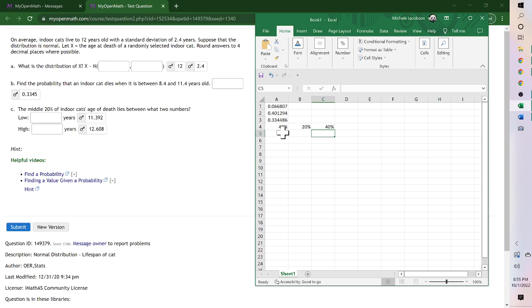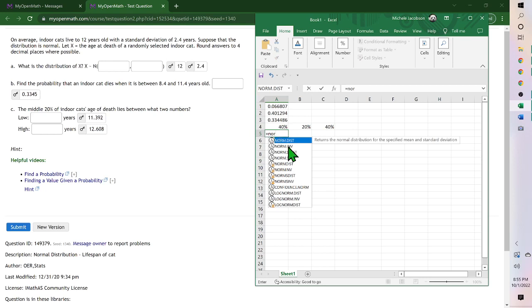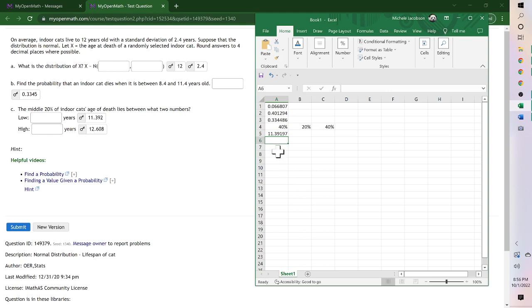And so we would use equals norm, and we want the inverse one because we have the percent. The percent below, because we're finding both ends of the 20, is 40%, written as a decimal, 0.40, and then your mean and your standard deviation. So 11.39 is the value right here, 392.